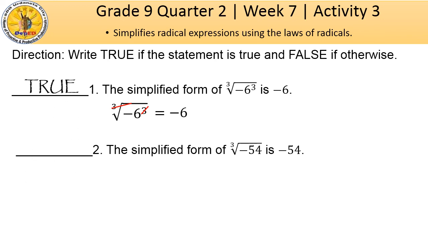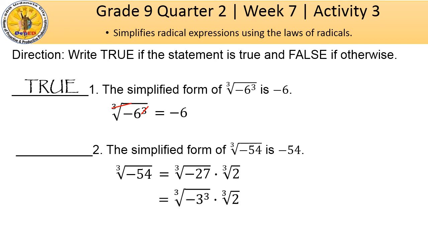Number 2. The simplified form of cube root of negative 54 is negative 54. Let's solve it. Cube root of negative 27 times cube root of 2. 27 is a perfect cube. Then we'll put negative on it. Or it's also possible to put the negative sign in 2 because its index is odd number. Next, cube root of negative 3 cubed times cube root of 2. Then, do cancel outs. The answer is negative 3 cube root of 2. Therefore, statement number 2 is false.